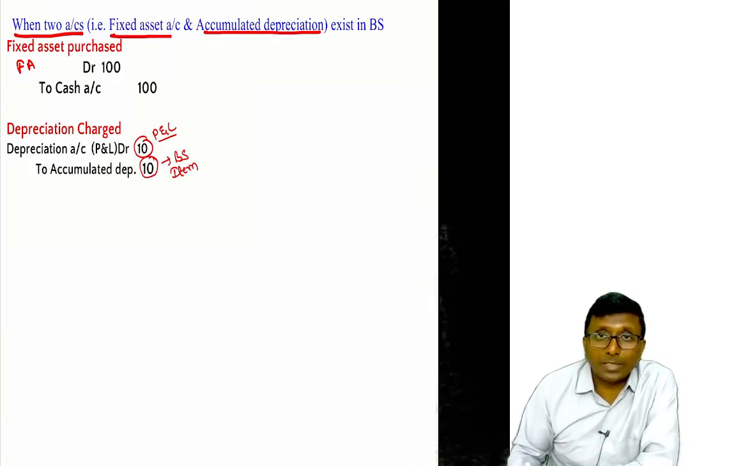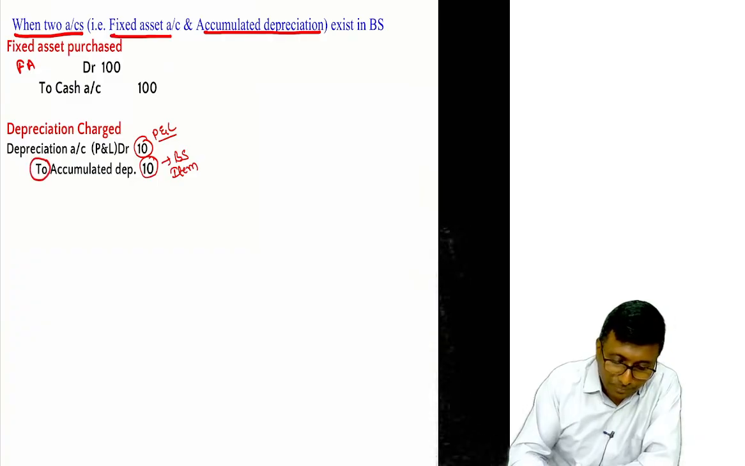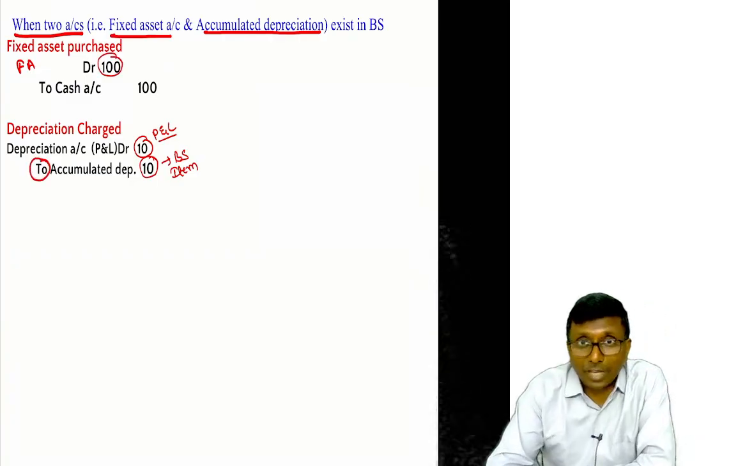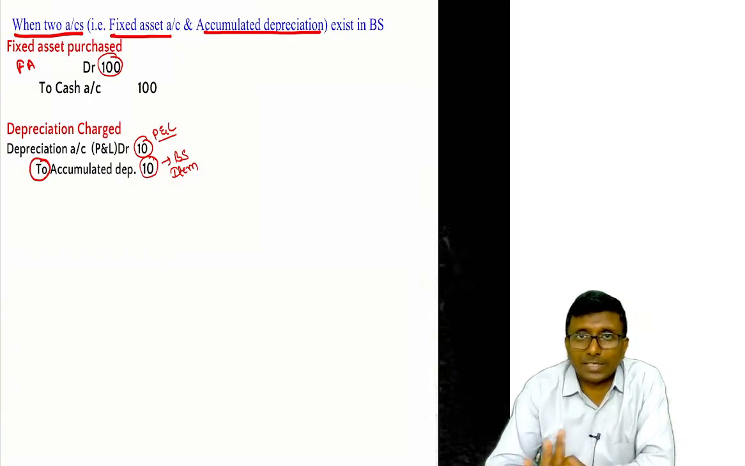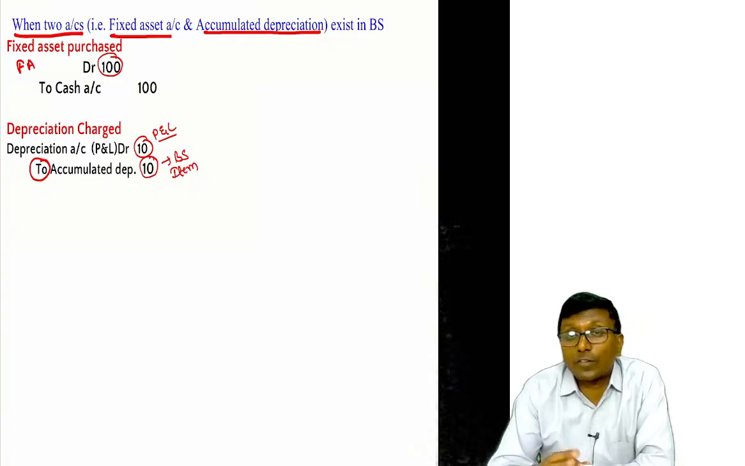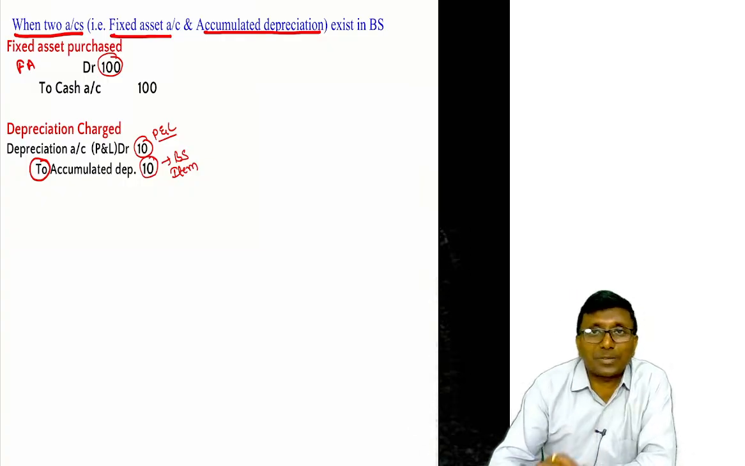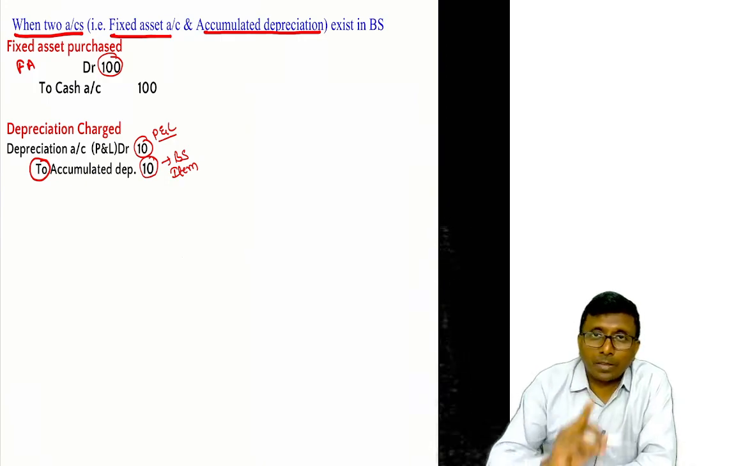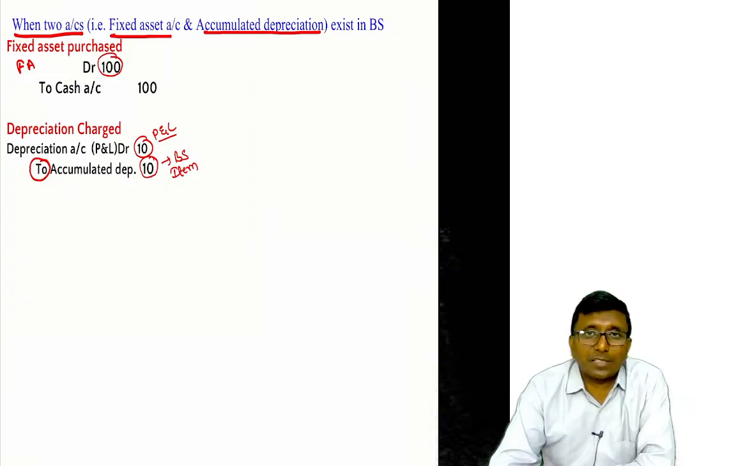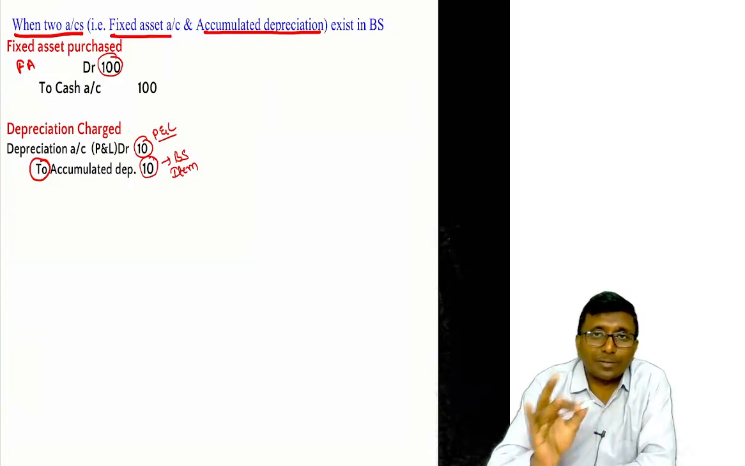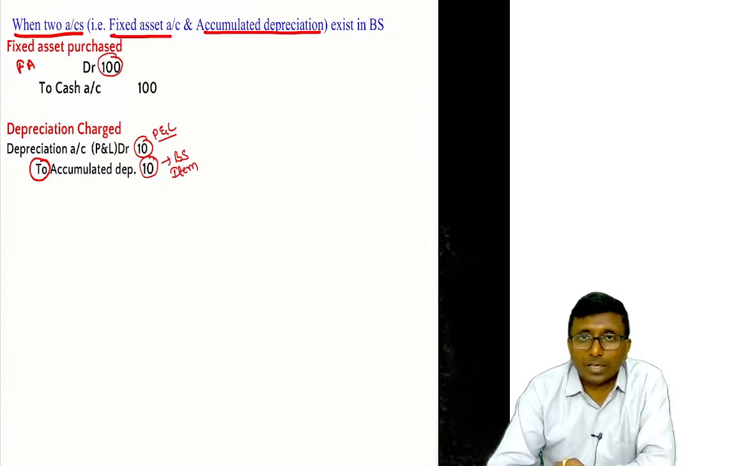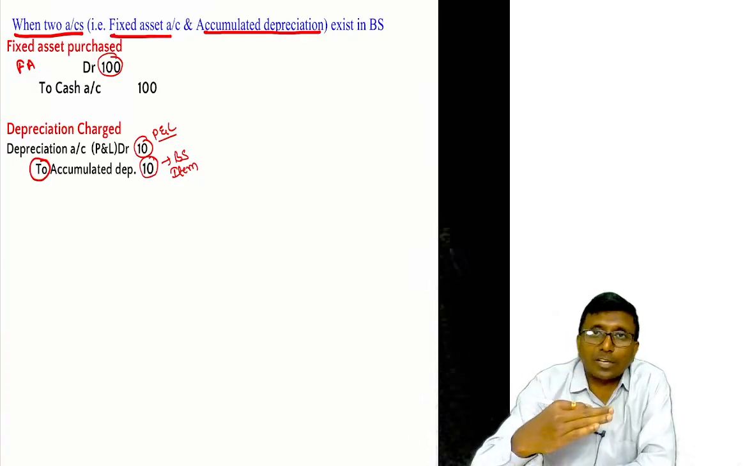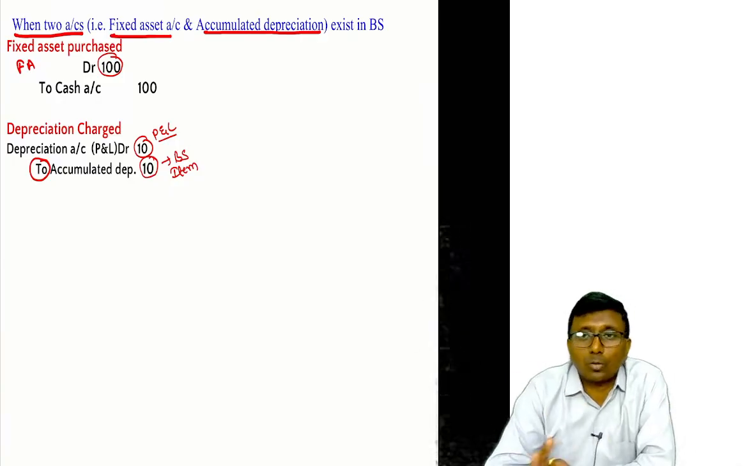Now, a basic question. When you are doing this entry, have you touched the fixed asset? Have you created a fixed asset account? No. So what is the fixed asset balance? 100, because I have not touched the fixed asset. Instead, I have created the accumulated depreciation account. So there are two ledger accounts. Fixed asset has 100 rupees of debit balance, and accumulated depreciation of 10 rupees is a credit balance. How are you supposed to present it? As I told you, asset minus accumulated depreciation comes in the outer column.